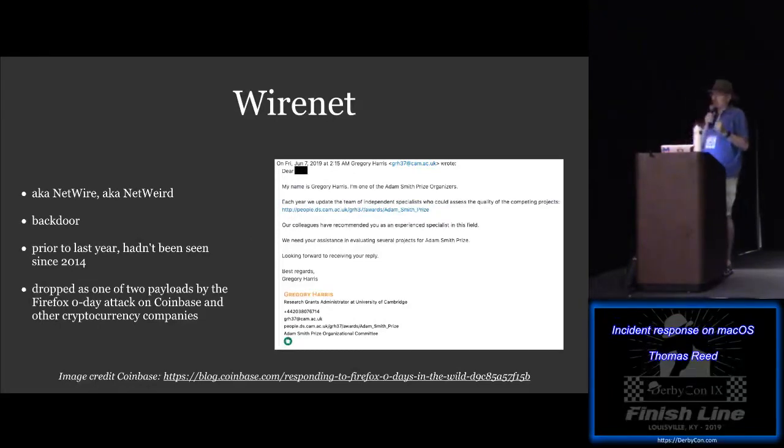So to start with, we'll start out with WireNet. This is also known as NetWire or NetWeird. It's been around for a while, but it was recently used in an attack against Coinbase and some other cryptocurrency companies through a Firefox 0 day that I'm sure you guys heard about. This is the first time this kind of thing has happened on a Mac in a while, where we had a vulnerability drop something on the system through a 0 day. So this is pretty interesting. And prior to this, NetWire or WireNet, whatever you want to call it, had not been seen since about 2014.